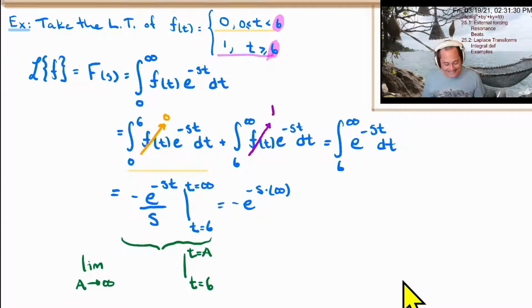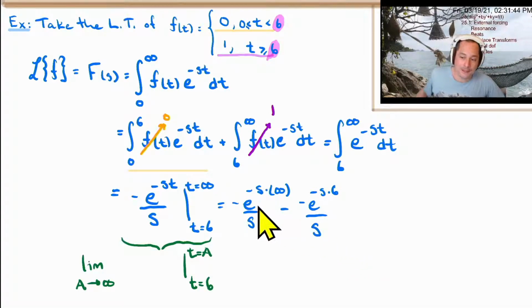So I have e to the negative s times infinity over s minus negative e to the negative s times 6 over s. And now here's the game. This is an exponential function. As you start putting in infinite limits for the argument, this function may either blow up and diverge, or it'll converge to the number 0. For this Laplace transform to work, we need to temper this possible divergence, right?